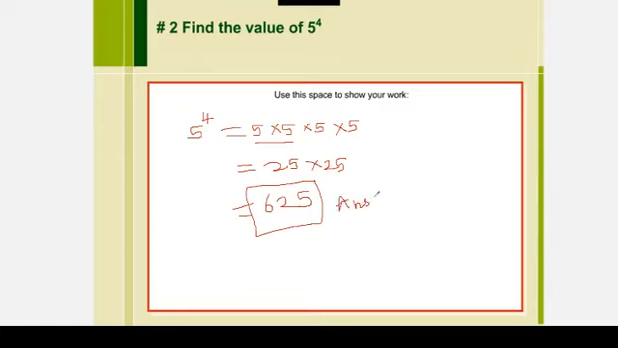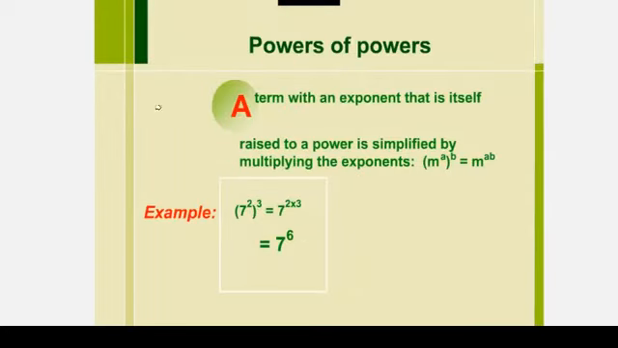So children, we are doing lots of practice on exponents so that you will understand each and every property completely. Okay, this one also we already discussed. We will do some more practice on this. Powers of power: a term with an exponent that is itself raised to a power is simplified by multiplying the exponents.